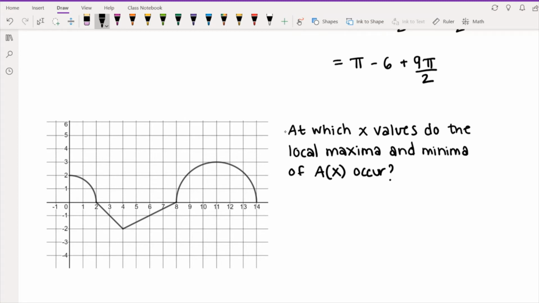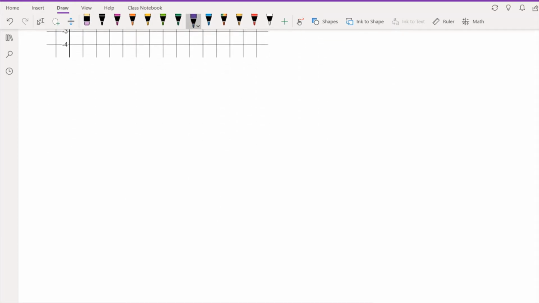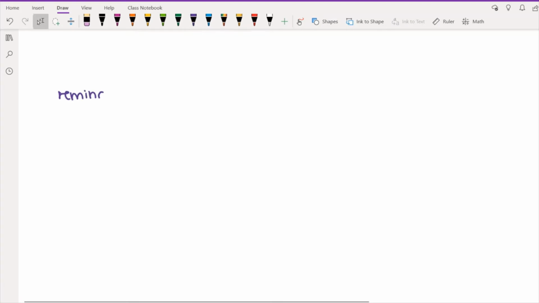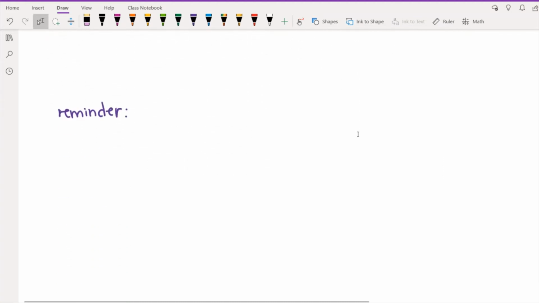So first thing I just want to remind you is, what is a local maxima or minima? So maybe I'll go down here and just kind of do a quick reminder. Basically, the only thing we really need to know in order to answer this question is that a local max looks like a peak, a hill in a graph, and a local min looks like a valley. And it's easy to get confused here. Remember, we're not looking for the local maxes and mins of this function that's graphed. We're looking for the local maxes and mins of the area function.